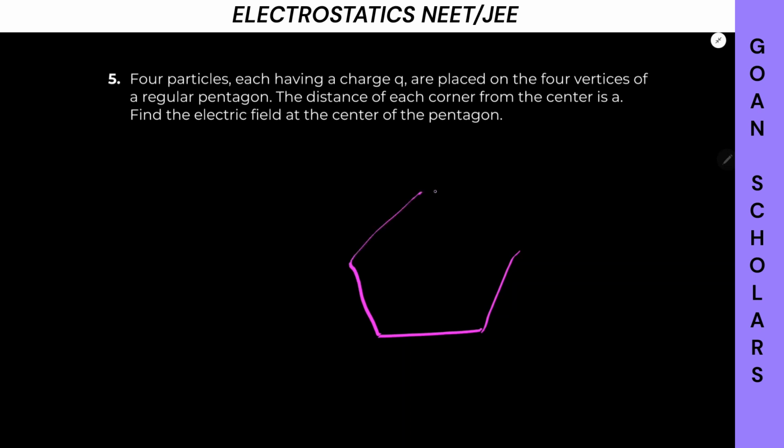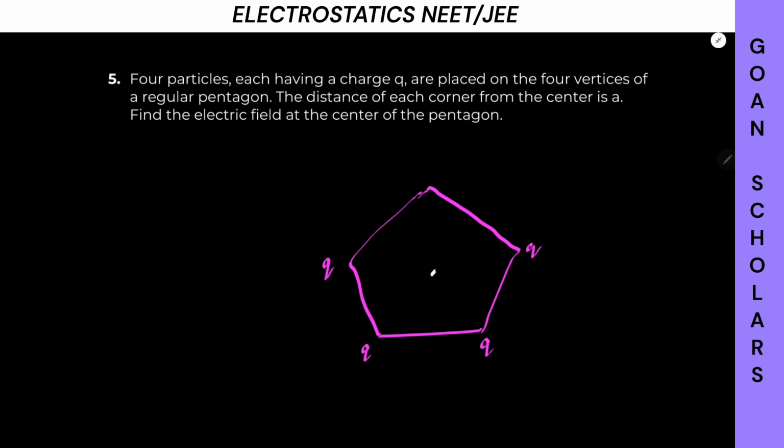Pentagon means a closed figure with 5 sides, right? And let's say here we have a charge q, charge q, charge q, and charge q here. Due to these 4 charges we have to find the field at O.